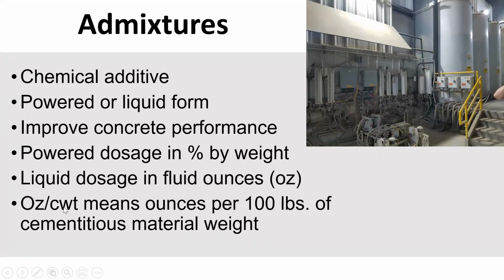So ounces per CWT actually means ounces per 100 pounds of cementitious material. So if it's 4 ounces per hundredweight, that means there's 4 ounces for every 100 pounds of cement in that mix. So if you have 400 pounds of cement or cementitious material, and you're proportioning based off of 4 ounces per hundredweight, then you're going to have at least 16 ounces per yard in your mix. So 4 times 4.